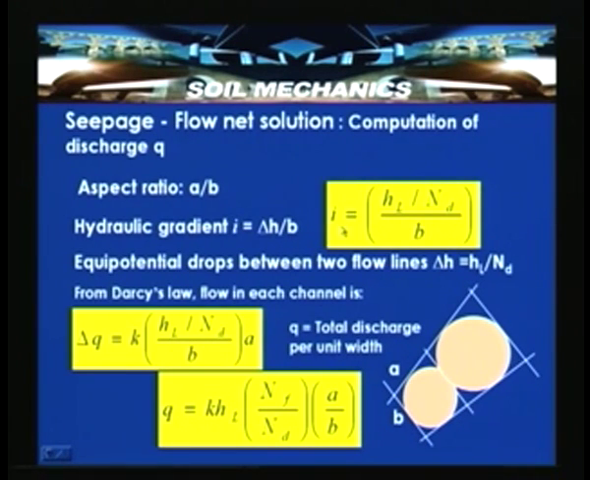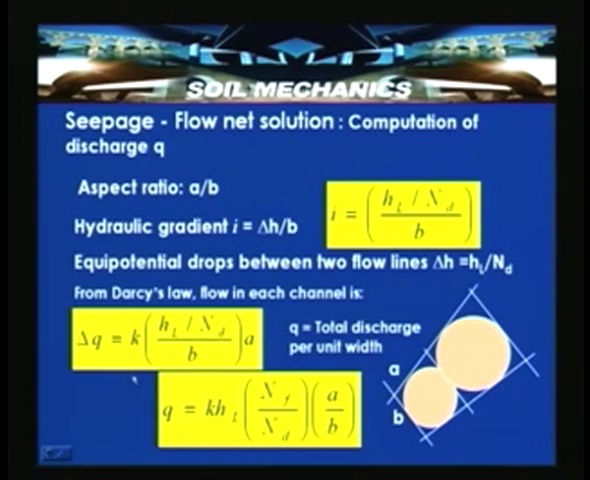So, we can say that B is the length over which the flow is taking place. So, I is equal to HL by ND. HL is the total head loss, and ND is the number of potential drops. So, the potential drop between two potential lines can be determined by total head loss divided by the total number of potential drops. That is delta H. So, we can write the hydraulic gradient as I is equal to delta H by B. Being delta H equal to HL by ND, we can write I is equal to HL by ND by B. Equipotential drop between two flow lines is delta H is equal to HL by ND, that is what we discussed.